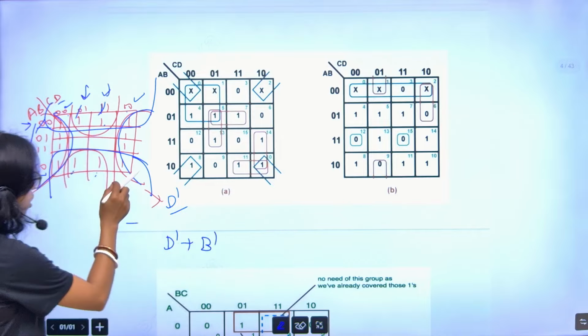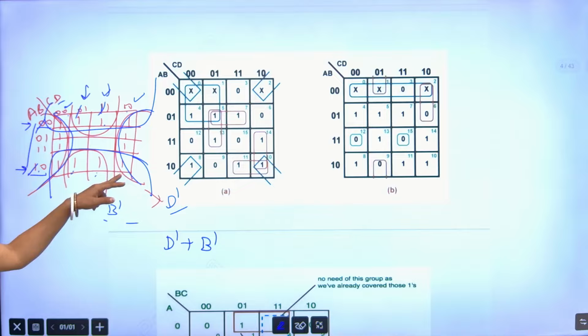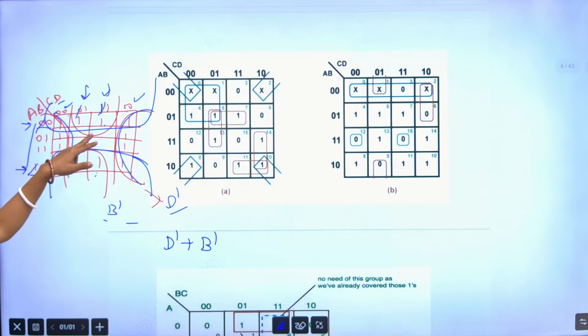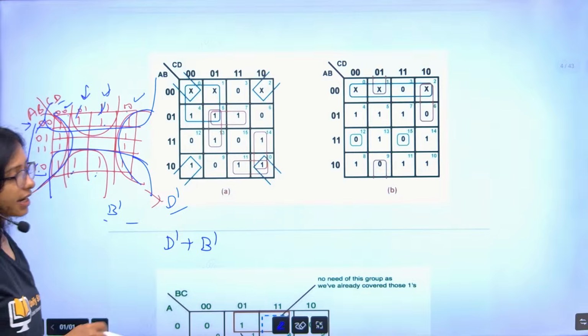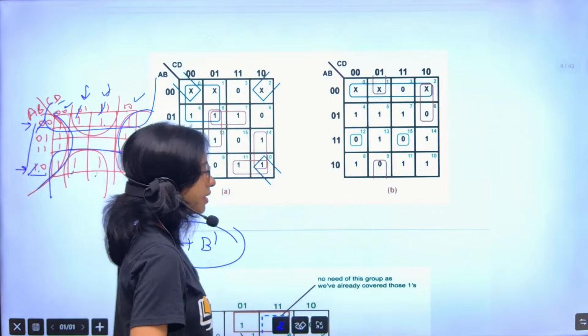Because when I have taken all the 1s, then I can make a larger group. Instead of 4 I can take 8 also on this side. So if I am taking this 4 and this 4, then I am making an 8 group. After making the 8 group, it will be only B bar, because this total column is cancelled, means again CD will be cancelled. From here AA will be cancelled, you are getting B bar. So the final answer you can get is D bar B bar.